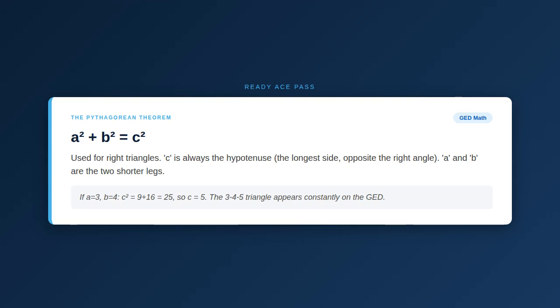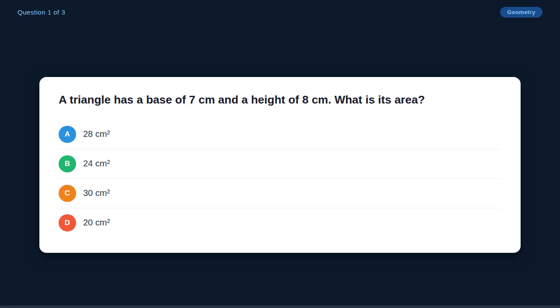Question 1 of 3. A triangle has a base of 7 cm and a height of 8 cm. What is its area? Option A, 28 square centimeters. Option B, 24 square centimeters. Option C, 30 square centimeters. Option D, 20 square centimeters. Take a moment. The correct answer is A, 28 square centimeters.